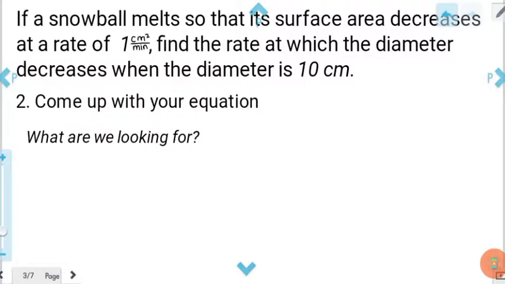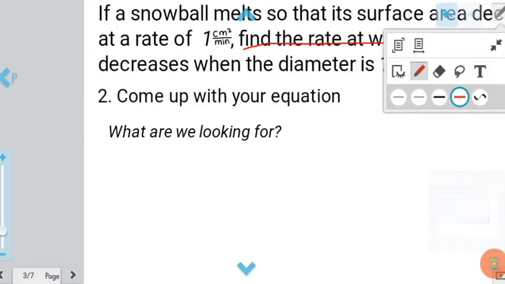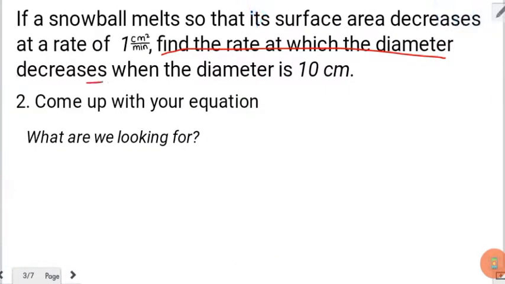Because obviously if it's not included, we're not going to be able to get to what we're looking for. So it tells us to find the rate at which the diameter is changing, the rate at which it decreases, which essentially just means the rate of change of the diameter. So we know that we're looking, like I just said a second ago, for the rate of change of the diameter, right?